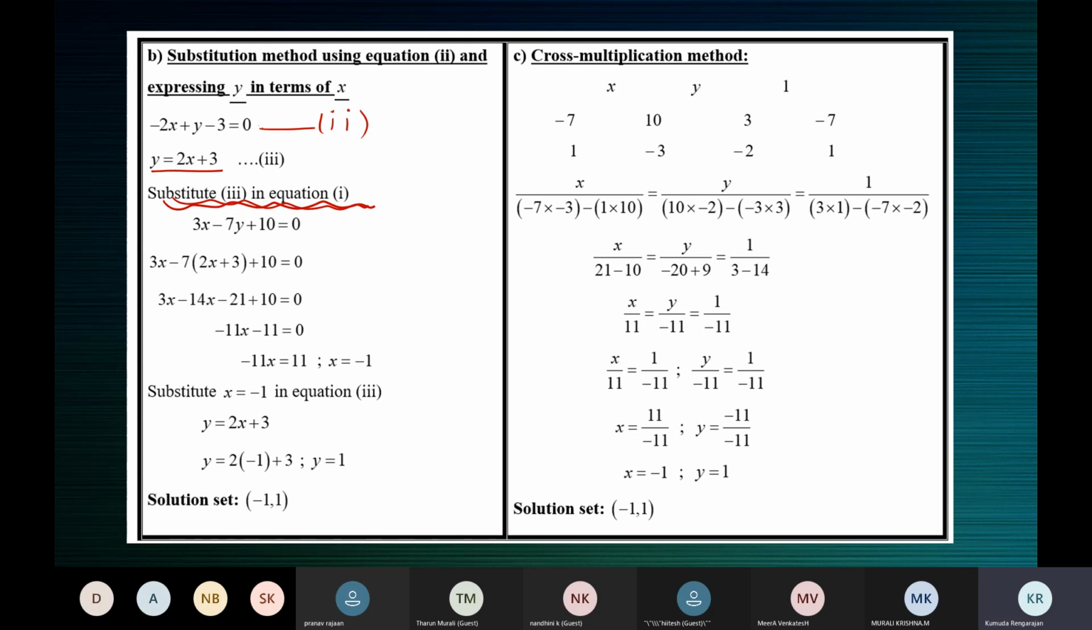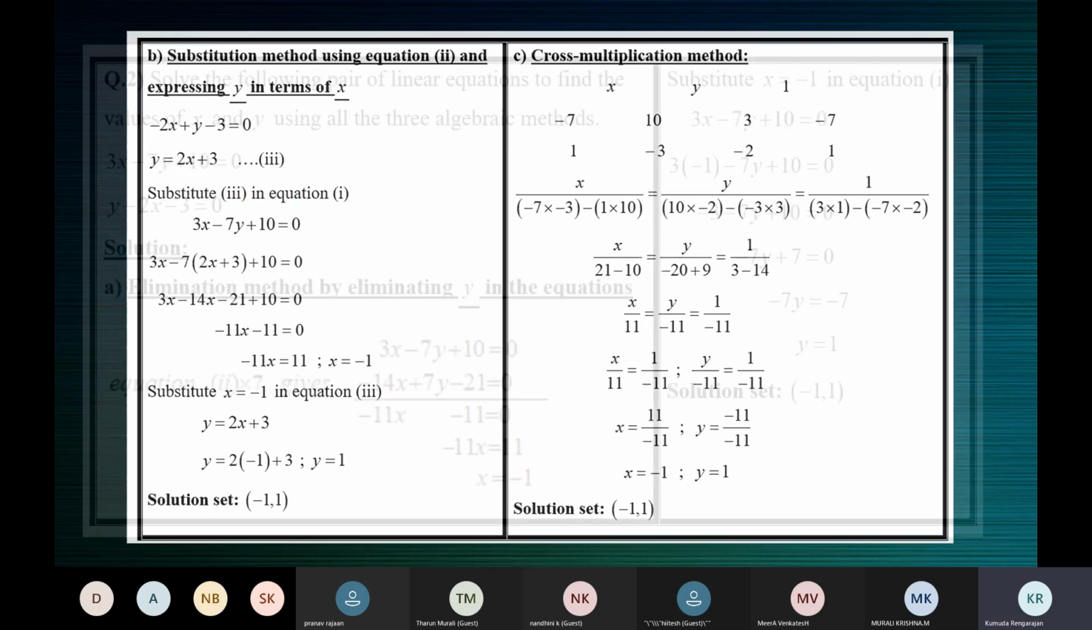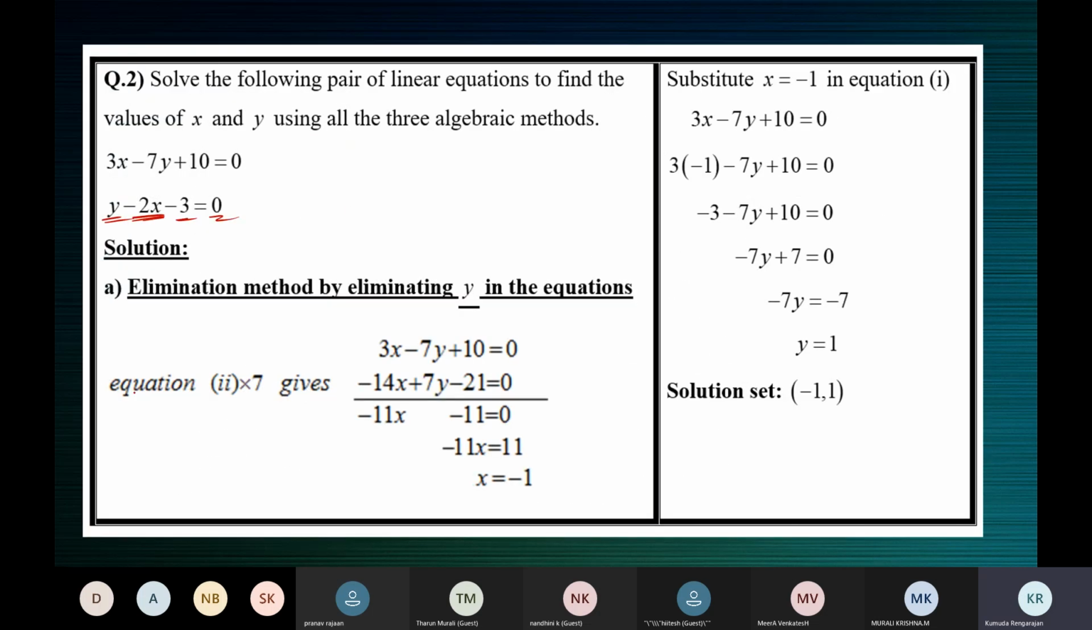So where you could have gone wrong in the cross multiplication method is that you should have written the equations in this format. Minus 3x minus 7y plus 10 is equal to 0. And the second equation, you should have written the x term first. Minus 2x, I'm repeating this, plus y minus 3 is equal to 0.